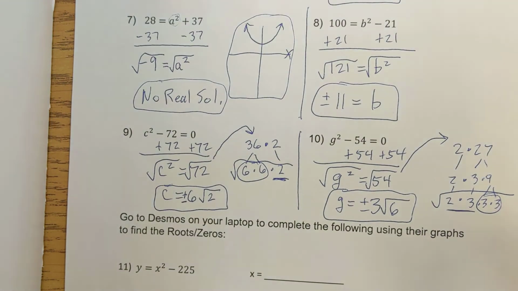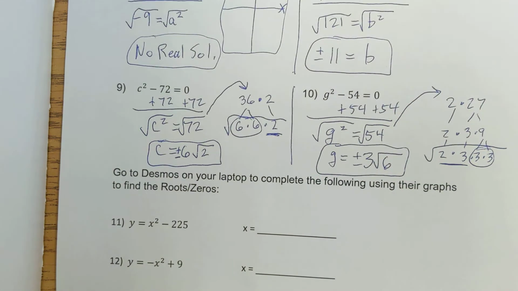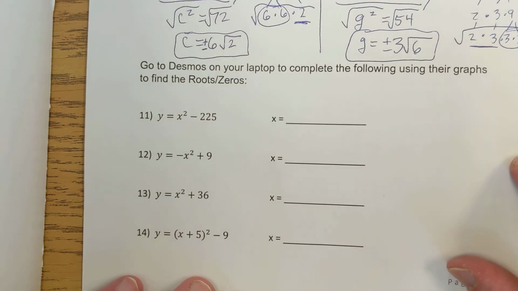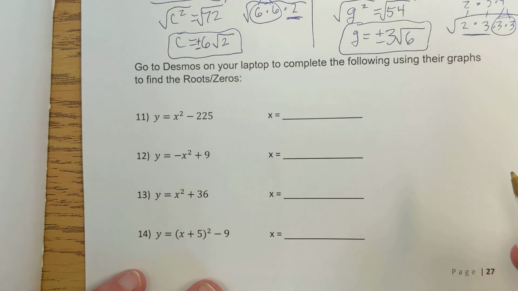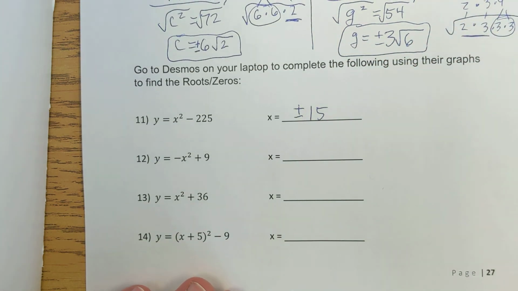All right, so that kind of completes all the work on here. Now the last 4, and feel free to pause if you need at any point to catch up with that. The last 4 here, these you're going to go to Desmos on your laptop. So hopefully you have these written down, or you have the page, so you can write these down and then test these out. For number 11, you plug it in, you're going to type it into Desmos. You should see that we get a positive or negative 15 for that one.